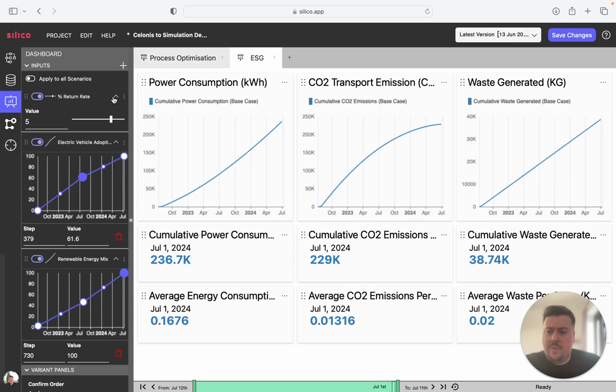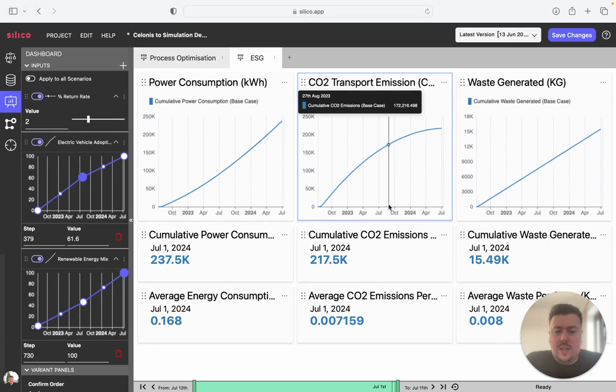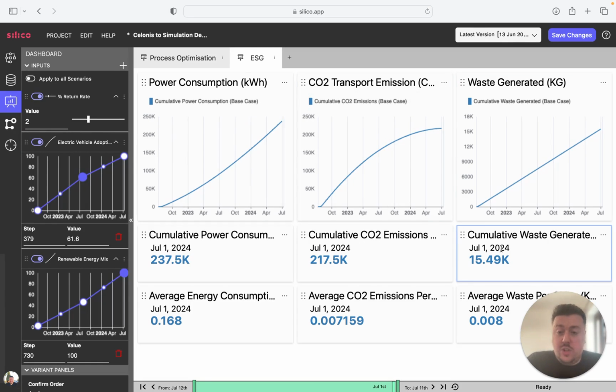So we'll go on to our return rate. We've got quite a high return rate for goods at the moment. It's at 5%, and that's reflected in our carbon emissions as well as our cumulative waste generation. So what we can do is, let's say we want to set ourselves a goal to reduce that to 2%. So we can see the drastic impact that has on the waste that's generated within our business, and also the positive benefit that comes from that on carbon emissions as well, as less items are being returned to us and less redeliveries due to mistakes. So it's having some real positive impacts across our process.